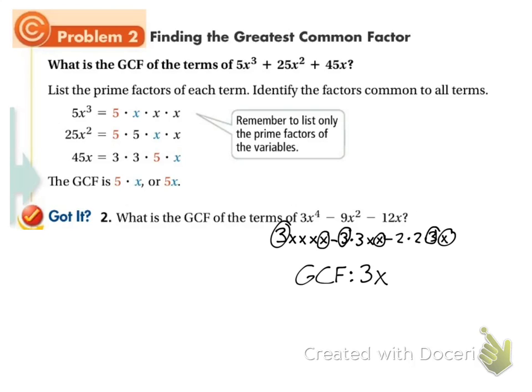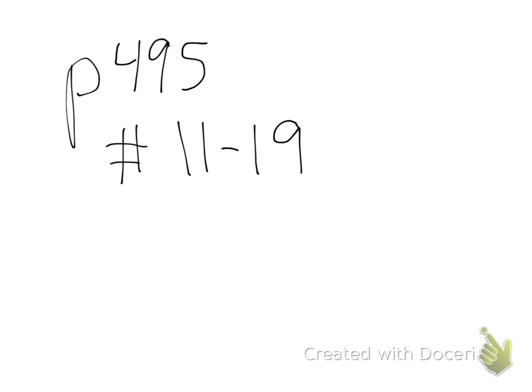Let's say your GCF, you took 2 2s and an x. So your GCF then would be 2 times 2 times x, which is just 4x. And there's your homework.